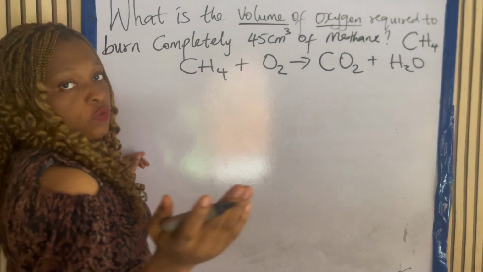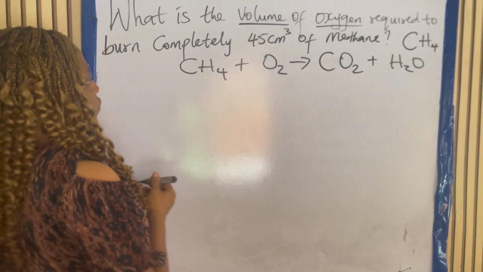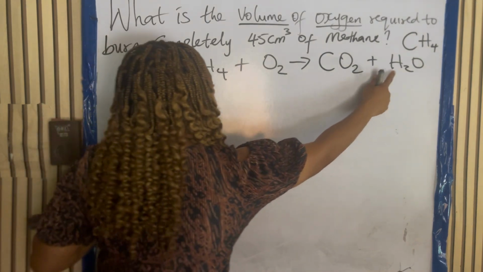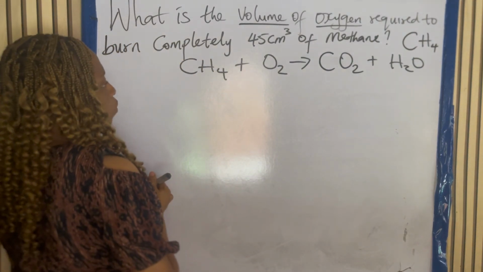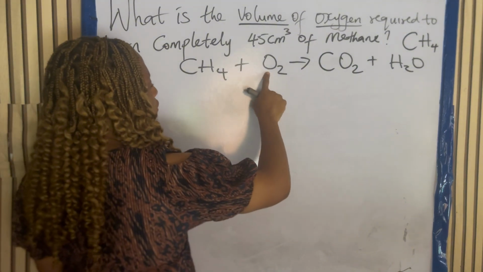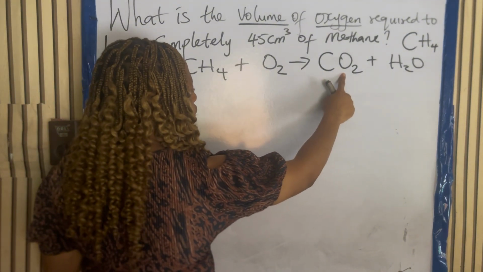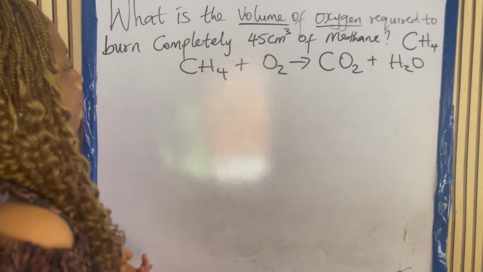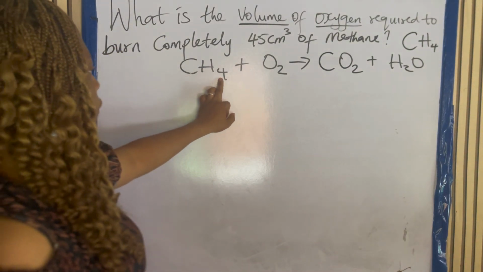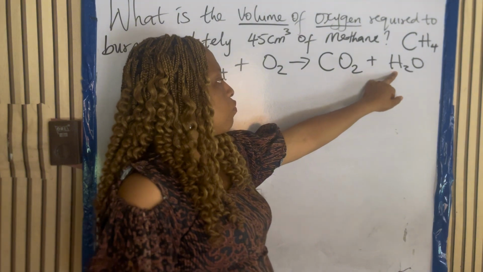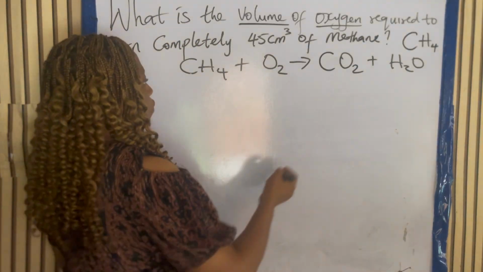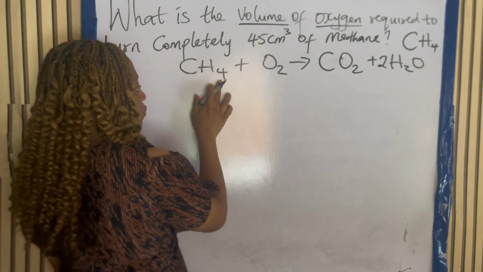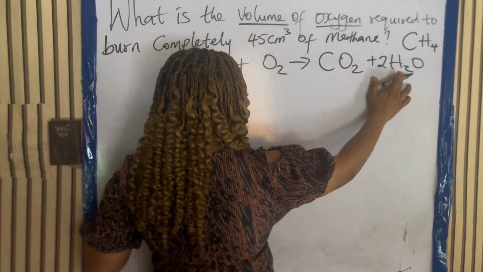So the next thing we're going to do is to balance the equation. You have that carbon is 1 here, carbon is 1. Hydrogen is 4, hydrogen is 2. Oxygen is 2 here, oxygen is 2 plus 1, that will give us 3. So where do we start? Because hydrogen is 4 here, hydrogen is 2 here, we add 2 here. So this will be hydrogen 4, 2 times 2, 4.